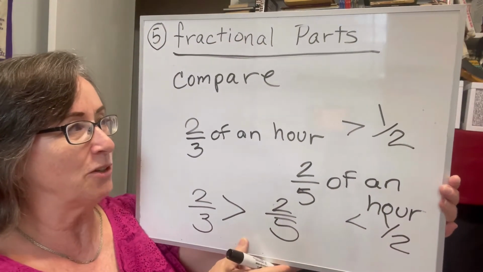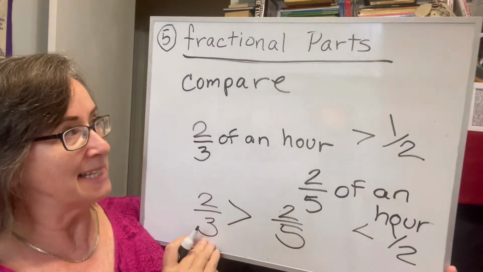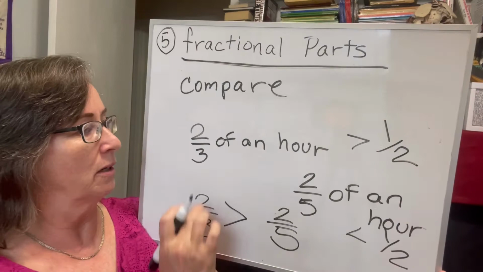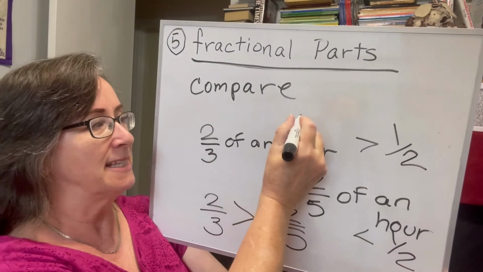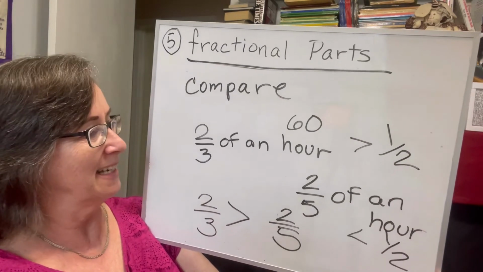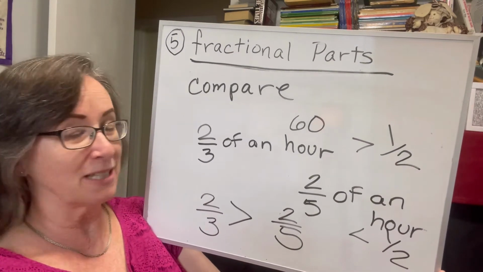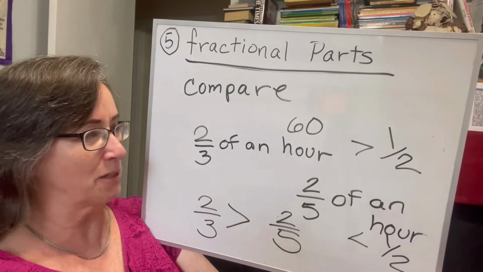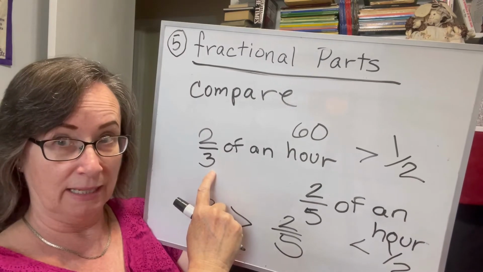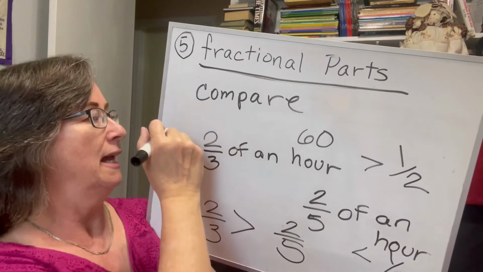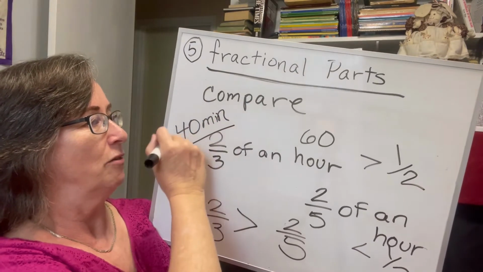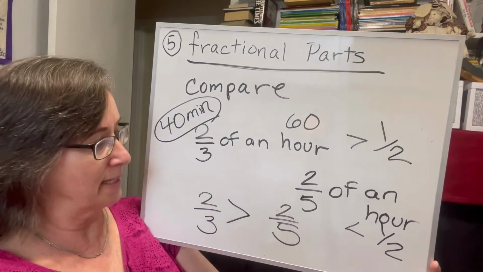Now, let's do this another way. Let's go back to, what is 2/3 of an hour? 2/3 of 60 minutes. Let's find out exactly how many minutes each one is, just for fun. 2/3 of 60 minutes. Let's do it the fast way. 60 divided by 3 is 20. And 20 times 2 is 40 minutes. 2/3 of an hour is 40 minutes.